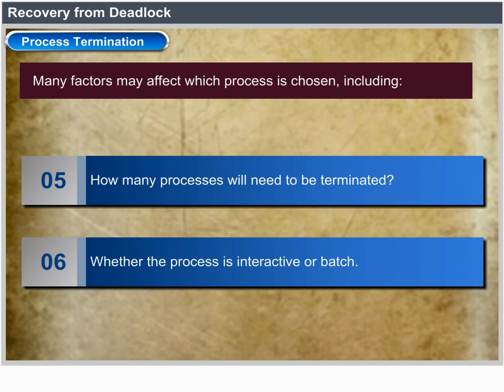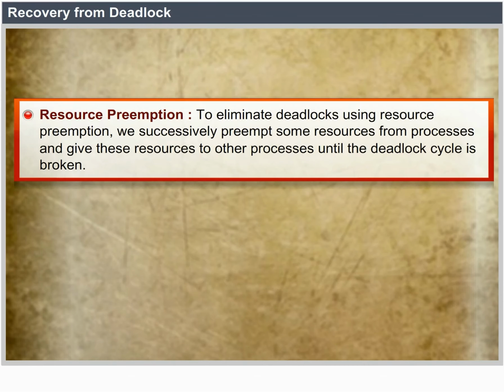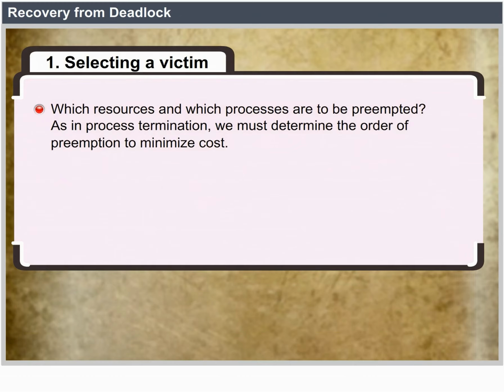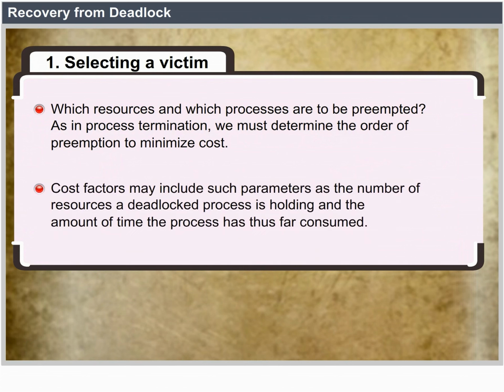Resource preemption. To eliminate deadlocks using resource preemption, we successively preempt some resources from processes and give these resources to other processes until the deadlock cycle is broken. If preemption is required to deal with deadlocks, then three issues need to be addressed. 1. Selecting a victim. Which resources and which processes are to be preempted? As in process termination, we must determine the order of preemption to minimize cost. Cost factors may include such parameters as the number of resources a deadlocked process is holding and the amount of time the process has thus far consumed.